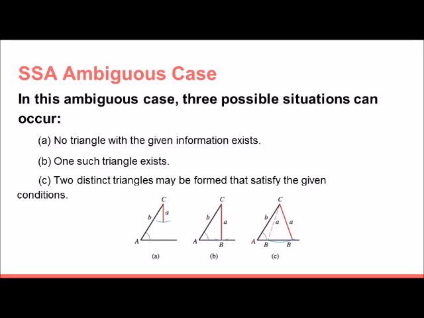perfectly completes a triangle in one spot only, meaning that there is only one triangle that exists with the given information. Finally, in example C, we see that side A completes a triangle in two positions while keeping the given information, meaning that two triangles are possible with the given information.